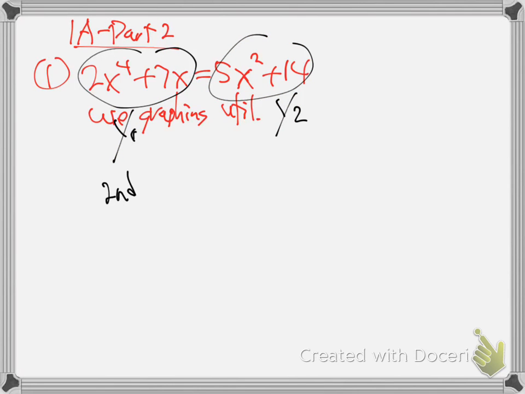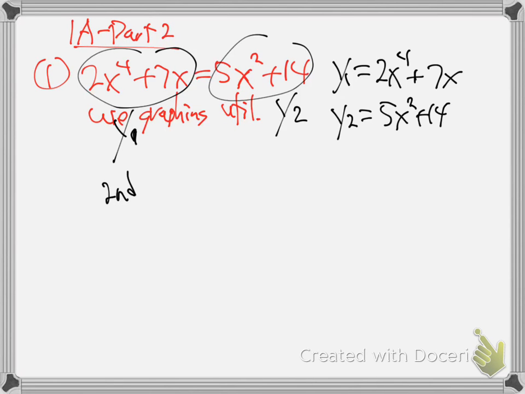So put in y1, put in y1 equals 2x to the 4th plus 7x. Put y2 is 5x squared plus 14. Then hit second, what is it? Second calc or something? Second trace. Oh, it's above the trace key. Oh, yeah, thank you. Second calc, yeah, right. Second calc or second trace, same thing.